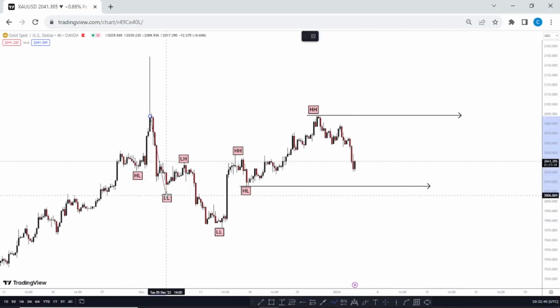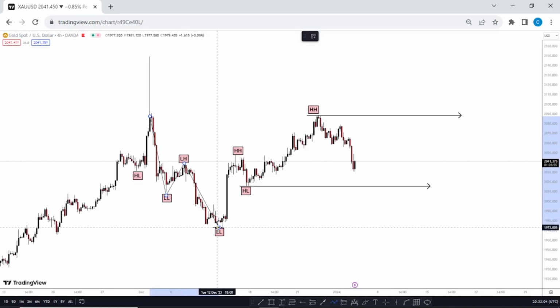We have this lower low here. Price came back up to create a new lower high. Came back down to create another lower low. Why is this our lower low? Because this low is lower than that of its previous low. So now this becomes a new lower low.